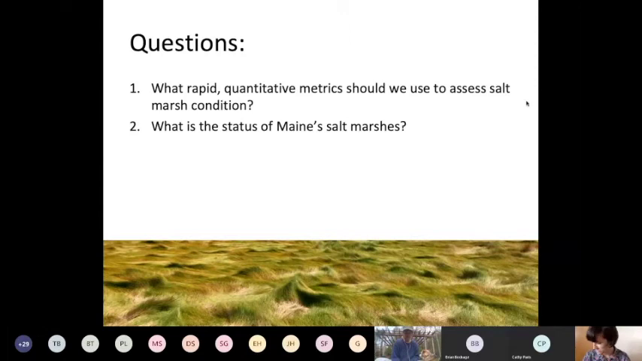My second question was, well, what is the status of Maine's salt marshes? How are they doing? I really wanted to take a pulse check of these places and then report back on their condition. And so today I'm going to tell you about a couple of metrics that I piloted as part of this project. Before I jump into the methods and results of that work, I just want to give a little bit more background on salt marshes, lest you think that they're just a sea of Spartina grass.